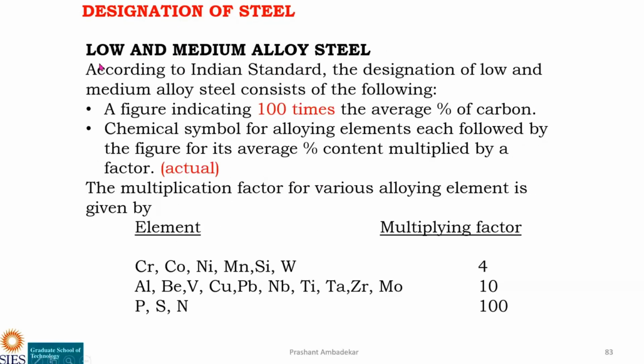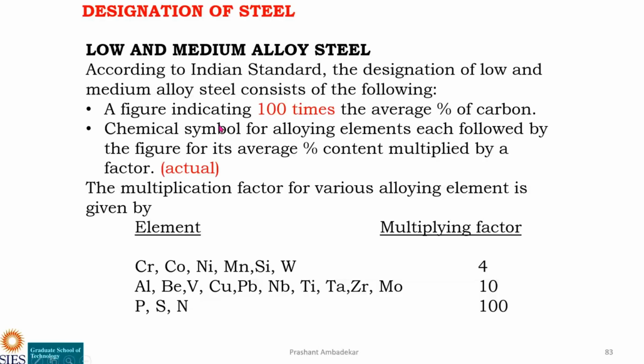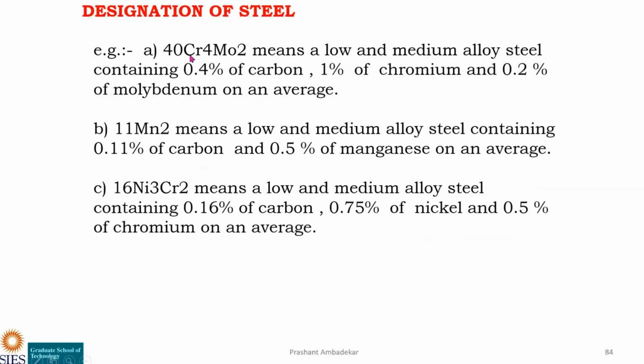Low and medium alloy steel comes together. Again, similar to what we have studied up till now, a figure indicating 100 times the average percentage of carbon. You can see here 40, the figure indicating the percentage of carbon. Then the chemical symbol for the alloying element. You can see there is no letter C here. Letter C is used only in plain carbon steel or free cutting steel, that is also carbon steel only.